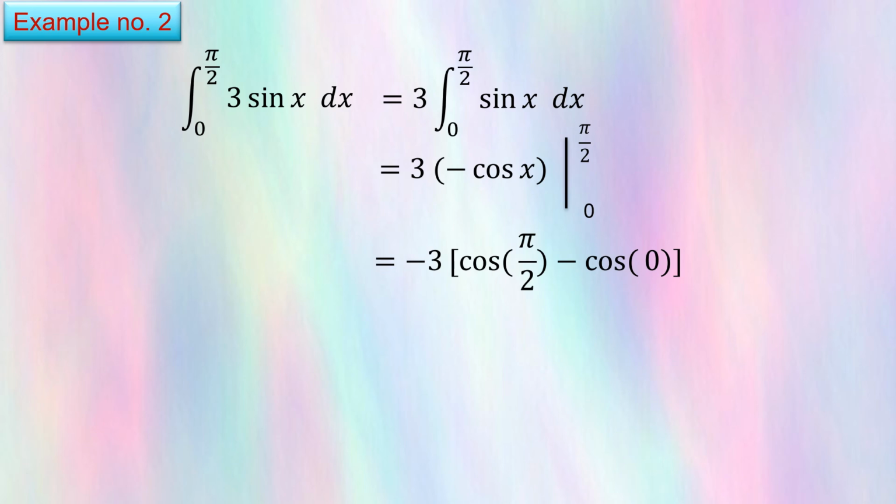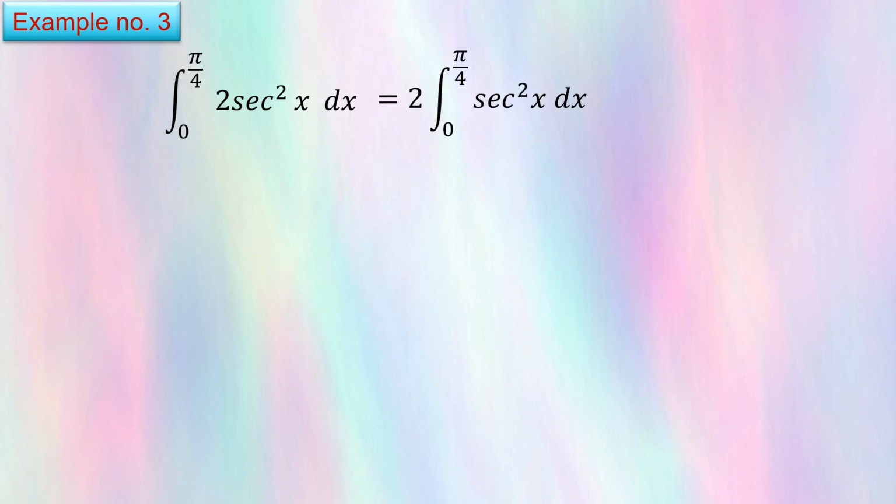So negative 3. Since we cannot have the value for negative cosine, the negative will be going to positive 3. So negative times 3 is equal to negative 3. Then we are going to subtract. So cosine pi over 2 is equal to 0, while cosine 0 is equal to 1. Then multiplying negative 3 times negative 1, it is equal to positive 3. So therefore, the integral of 3 sine x dx from 0 to pi over 2 is equal to 3.